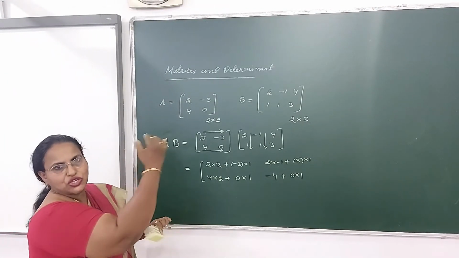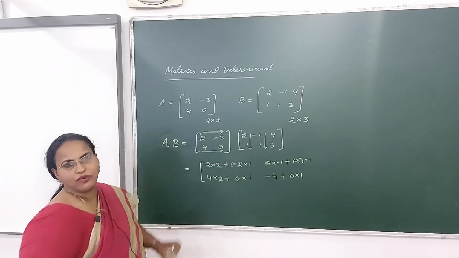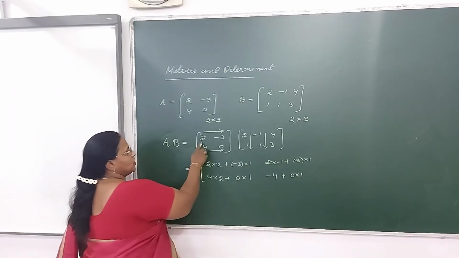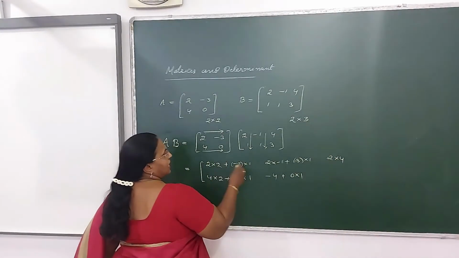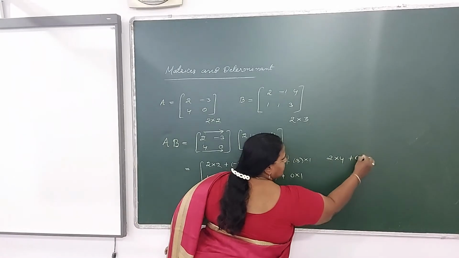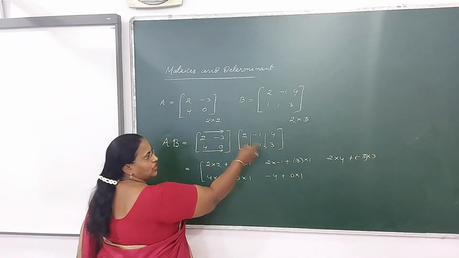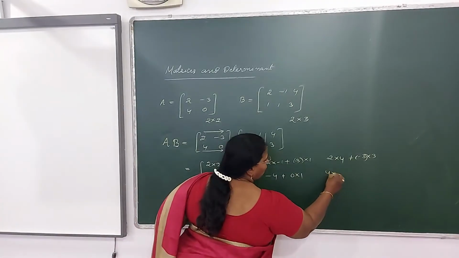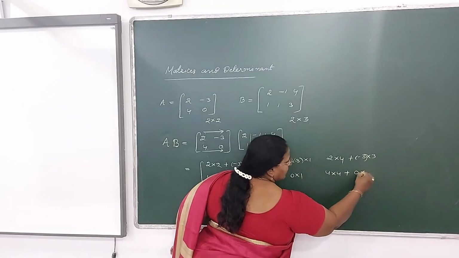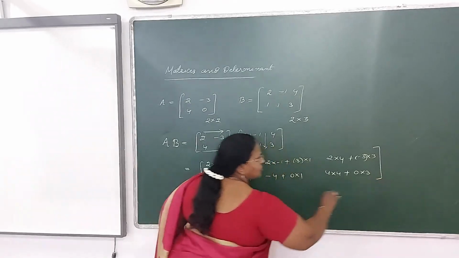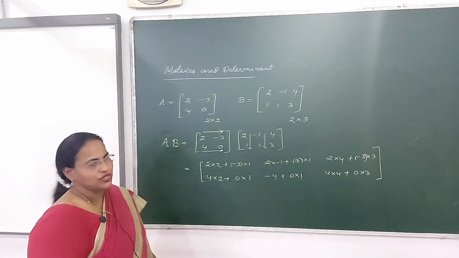Now the same procedure you will be applying with the third column. Both the rows you will be multiplying with the third column. So here it is 2 into 4 plus minus 3 into 3. Now second row, third column, 4 into 4 plus 0 into 3. Now see, the multiplication is over. Calculate and write down the values.